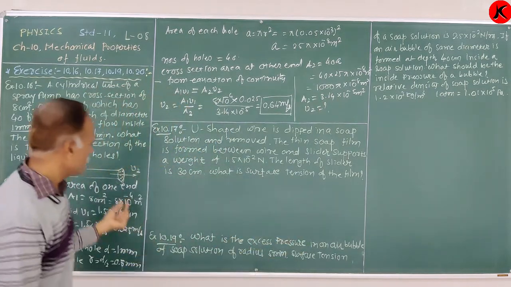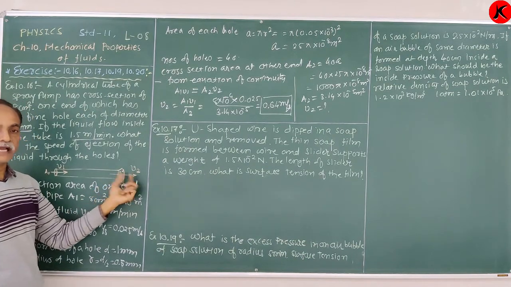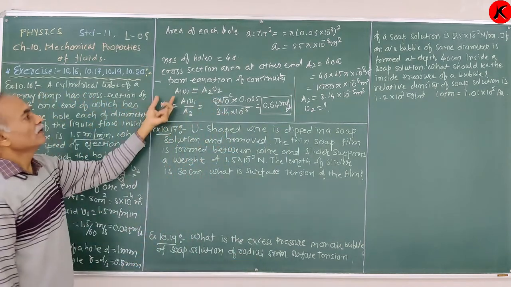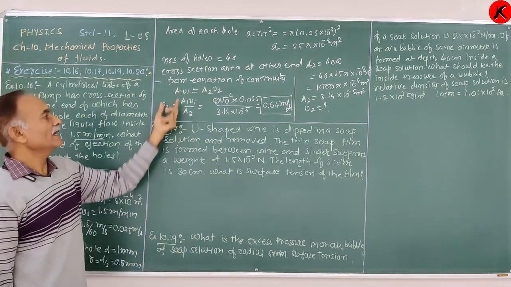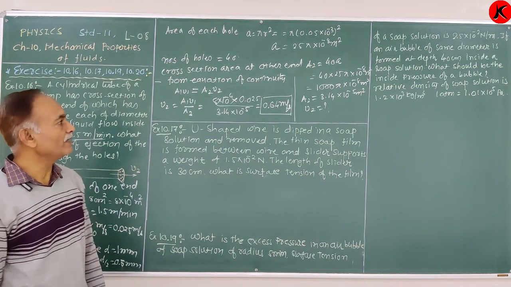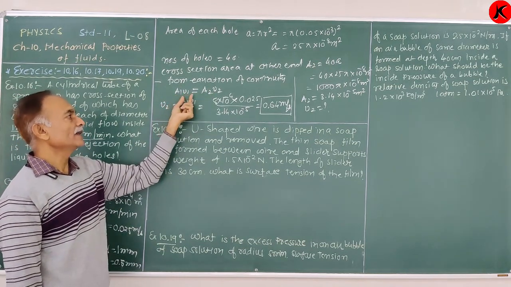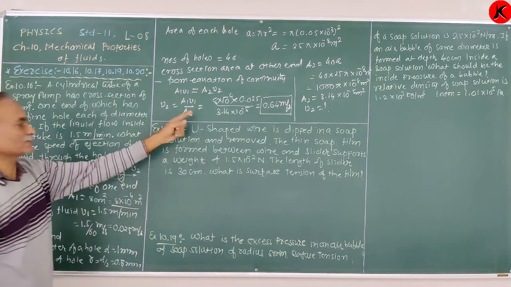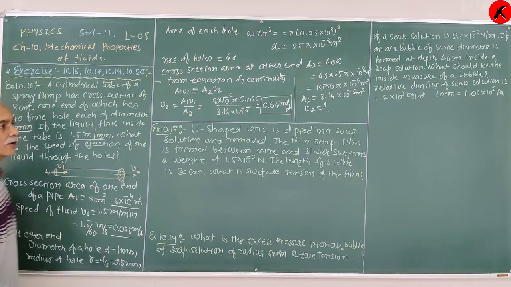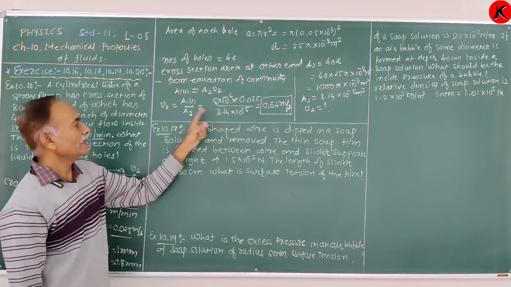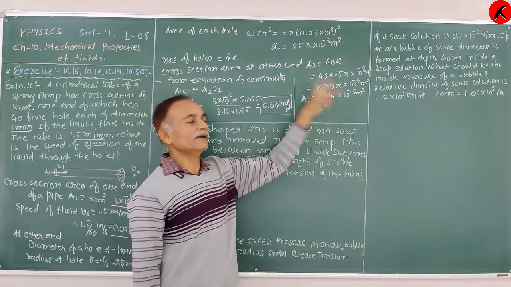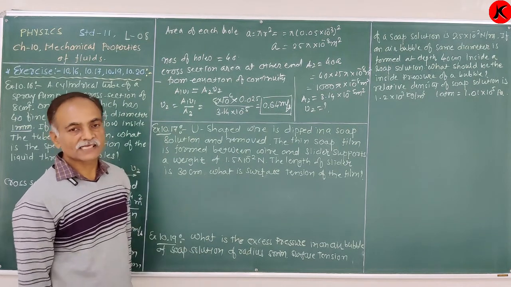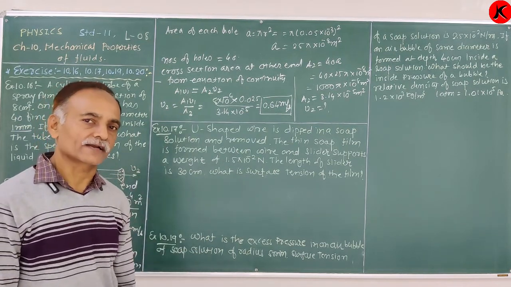We have to find out the speed of the fluid coming out from the hole. Therefore, we apply the equation of continuity. A1 V1 is equal to A2 V2. Therefore, V2 is equal to A1 V1 upon A2. A1 is 8 into 10 raised to minus 4, V1 is 0.025, and A2 we just found as 3.14 into 10 raised to minus 5. As we simplify, we obtain the answer 0.64 meter per second.